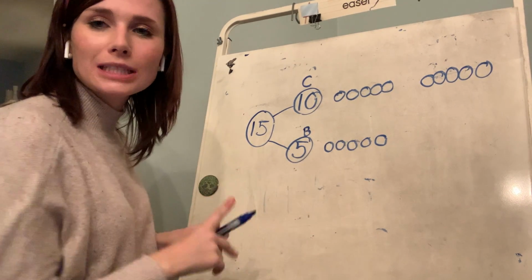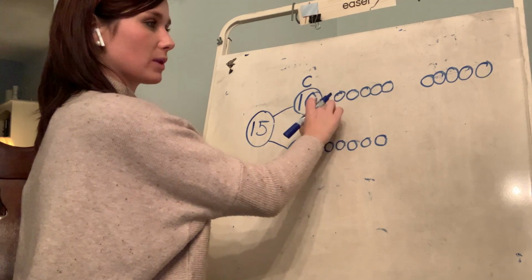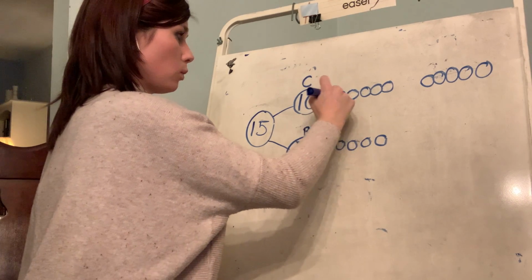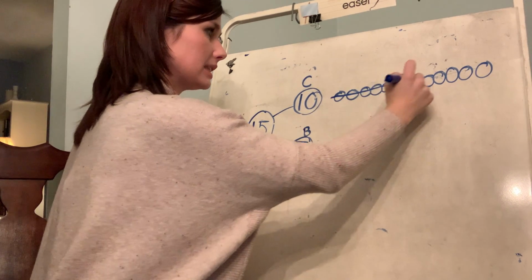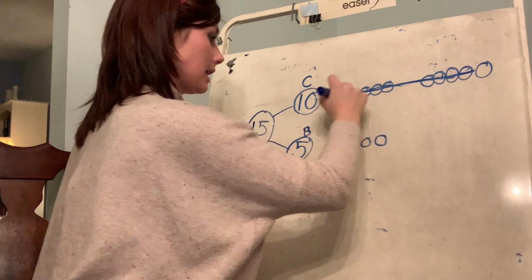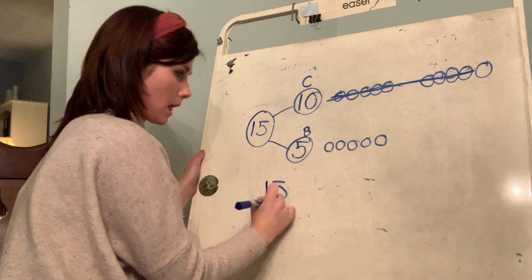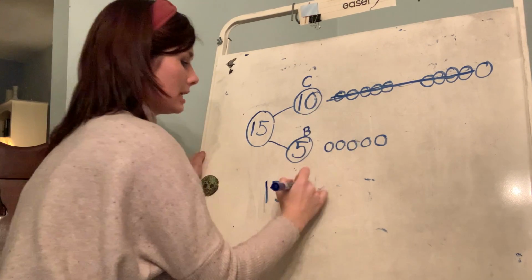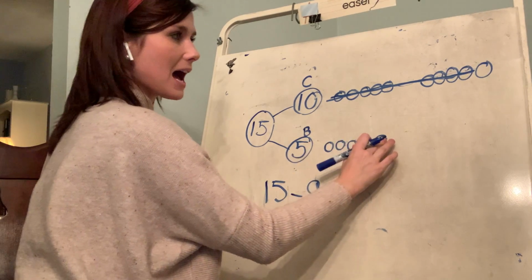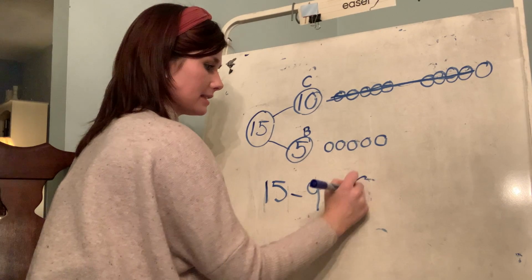Joe's father cooks 9 eggs from the carton. 9. So if he cooks them, they're gone. So we need to cross off 9. 1, 2, 3, 4, 5, 6, 7, 8, 9. So we know our whole, we started with 15. How many did we take away? 9. And what are we left with? 1, 2, 3, 4, 5, 6. So 15 take away 9 is 6.